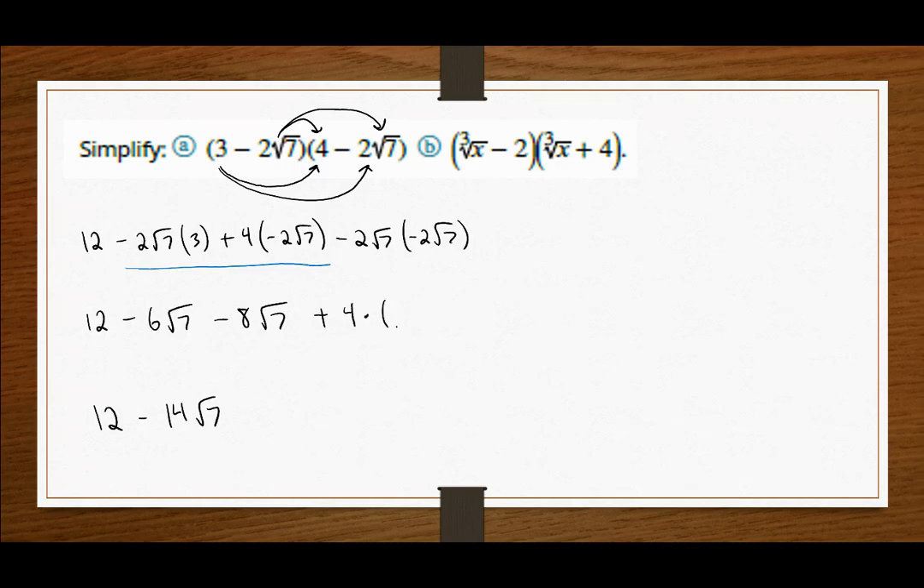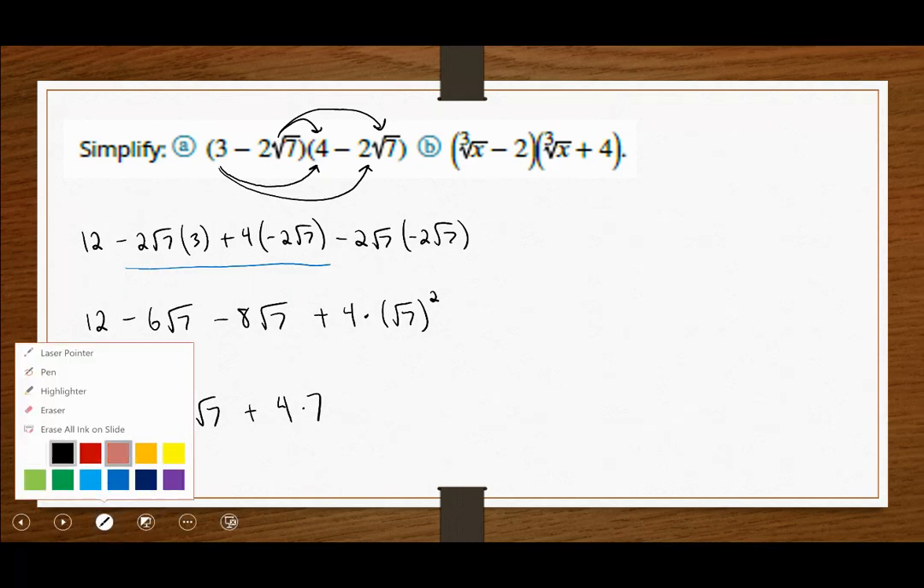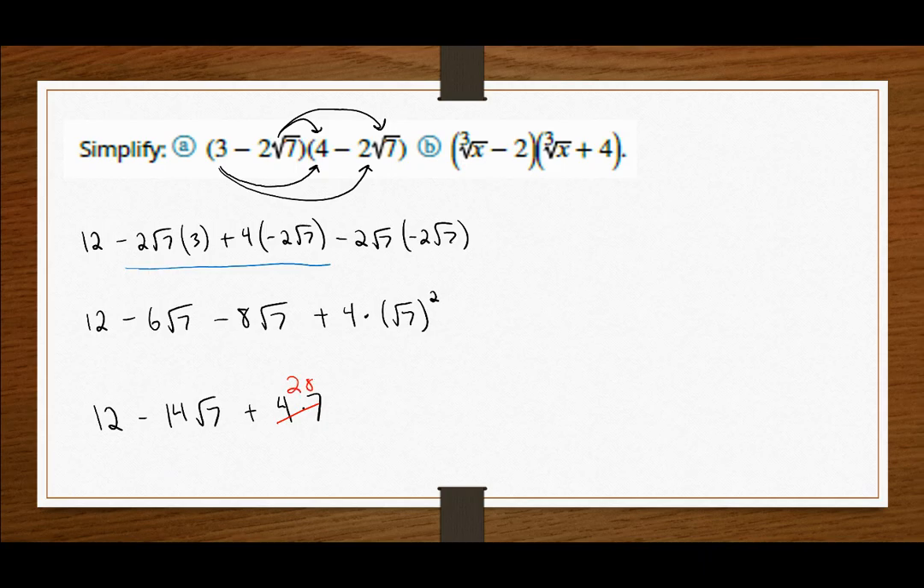What we showed last time is that multiplying a square root by itself produces a perfect square. Since the exponent and radical here will cancel each other out, I actually just end up with 4 times 7. Since the product of 4 times 7 gives me 28, I'll add that together with my first term here to produce the final answer. We get 40 minus 14 square root of 7 for our solution.